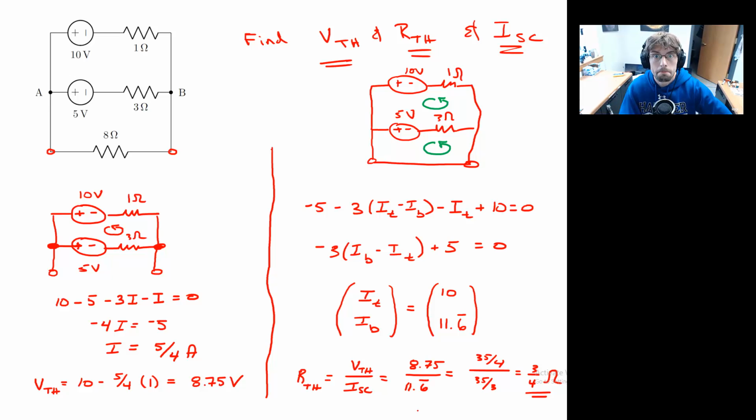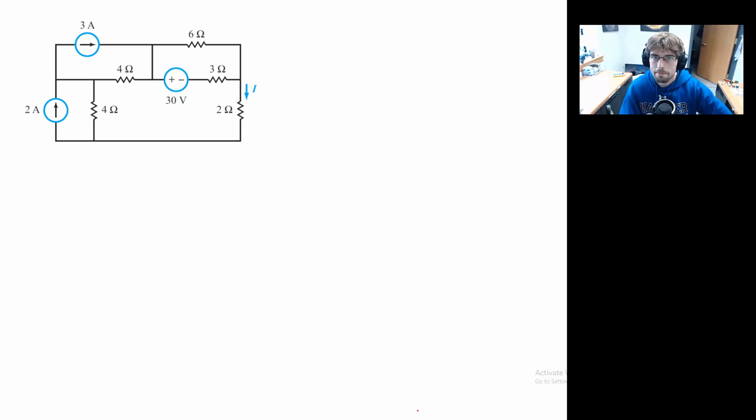Let's try another one. Find the Thevenin voltage and the Thevenin resistance for this circuit, where the 2 is the load resistor. Go ahead. Take a minute. Go at it. You got it? Okay, so we're rocking and rolling here.